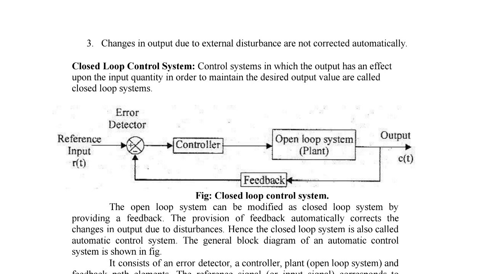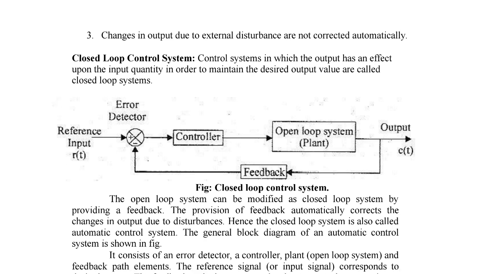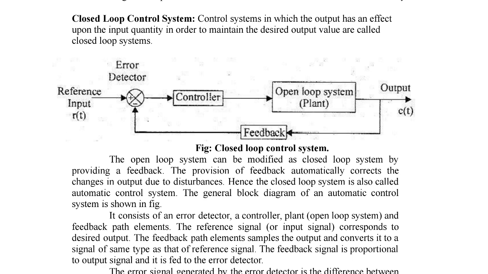In the closed loop system, the output has an effect upon the input quantity in order to maintain the desired output value. This is called a closed loop system. The open loop system can be modified as a closed loop system by providing feedback. The provision of feedback automatically corrects the changes in the output due to disturbances. The closed loop system is also called an automatic control system.